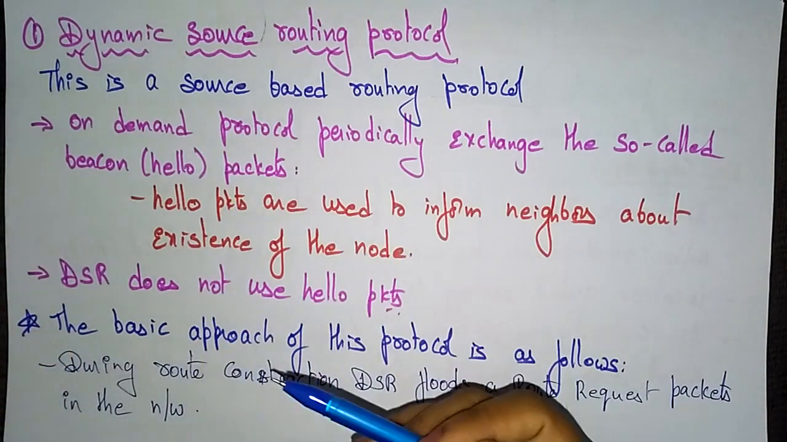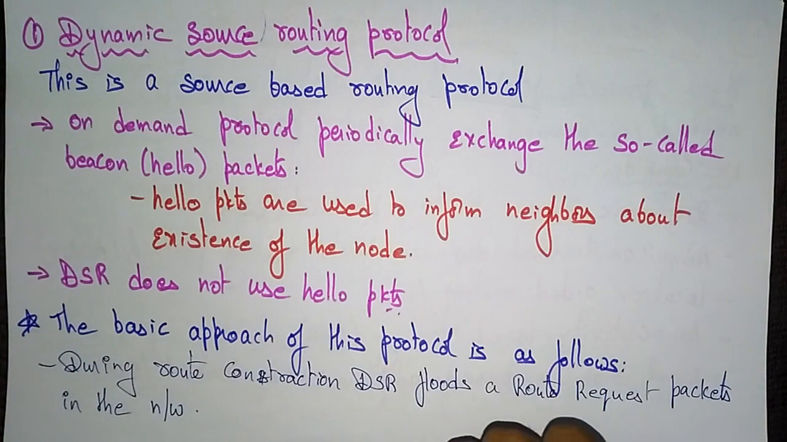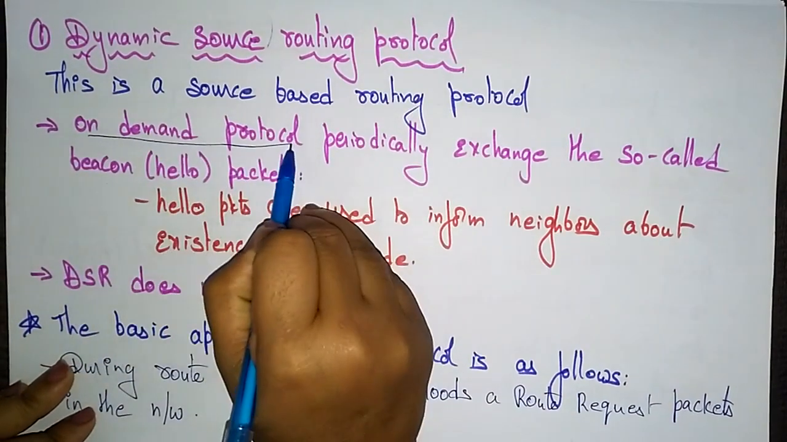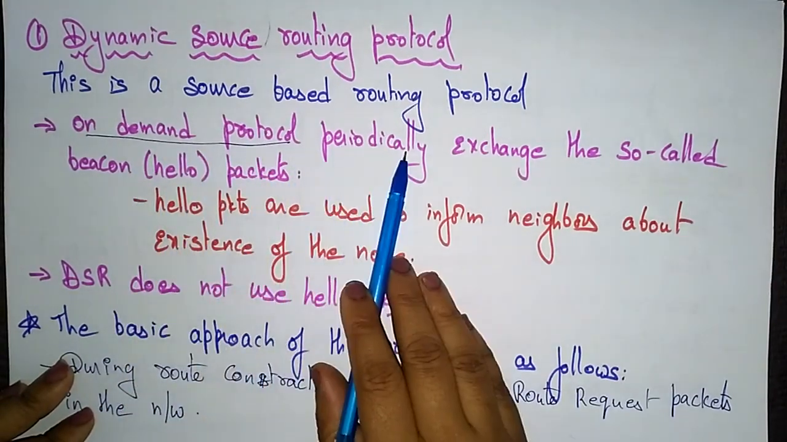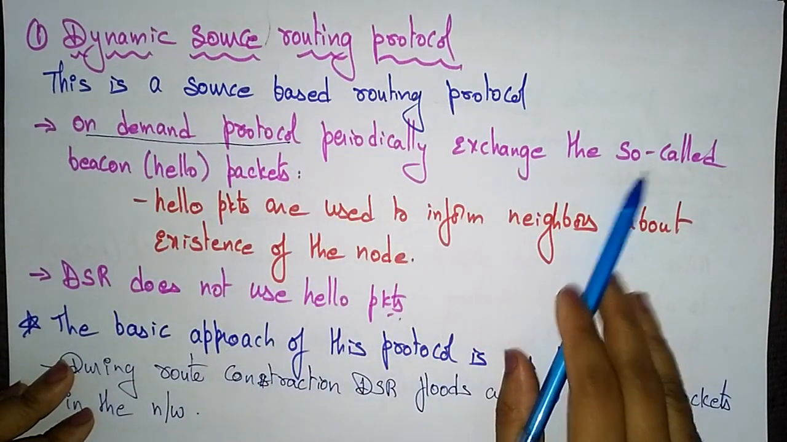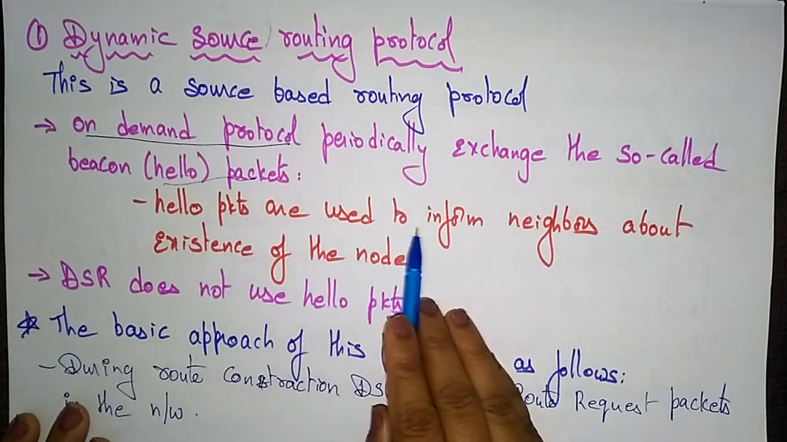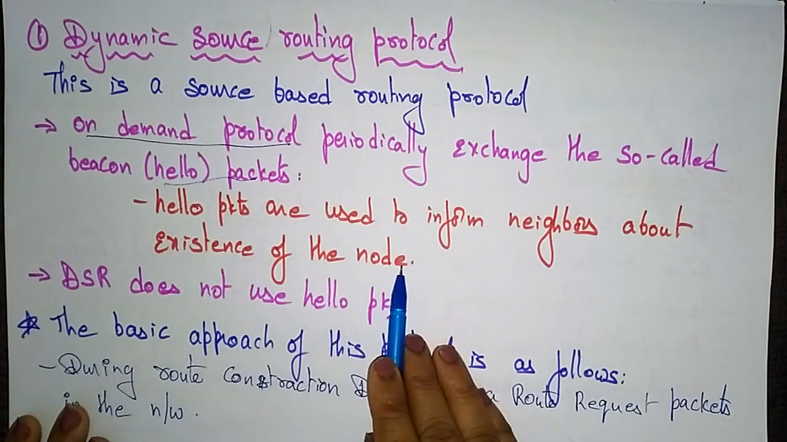On-demand protocols periodically exchange so-called beacon packets. Actually, there is a difference between on-demand and dynamic source. So what is the main difference? If you take an on-demand protocol, it periodically exchanges so-called hello packets, meaning I say hello to you and you reply hello to me. So we communicate with each other using beacon packets. Whenever a path is required, before it is established, they start with a hello conversation.